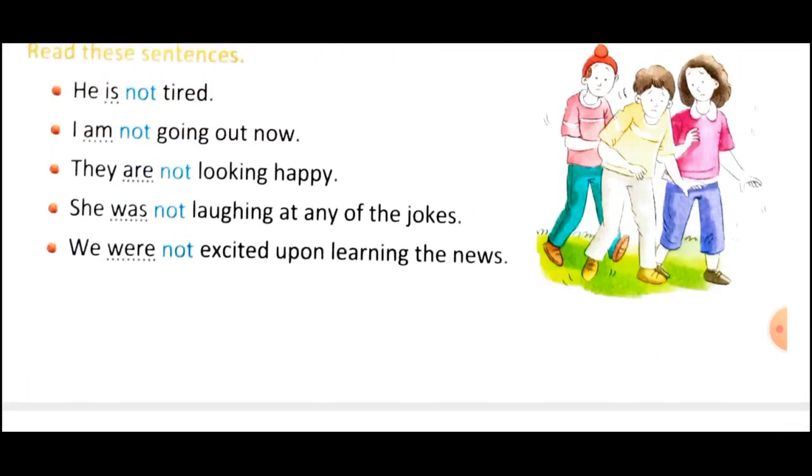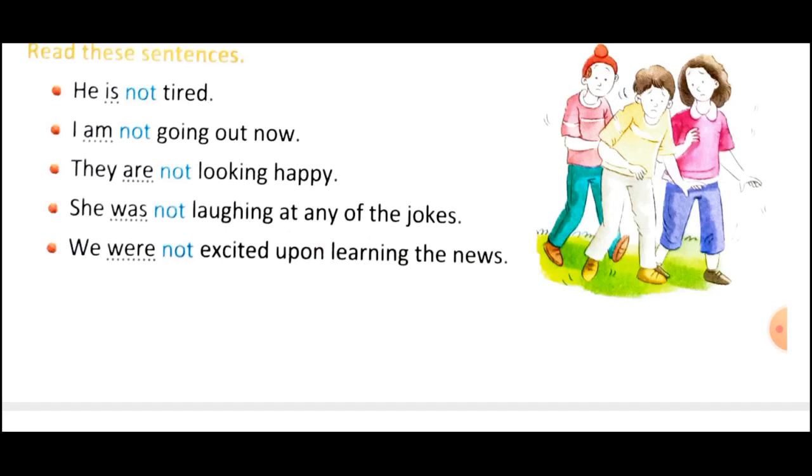Let's see a few more examples. Here, the first example is given. He is not tired. This sentence is of simple present tense, and here he is the subject, is is your helping verb, and as we know we have to add not just after the helping verb, so not is written after is, and then the remaining sentence has been written.